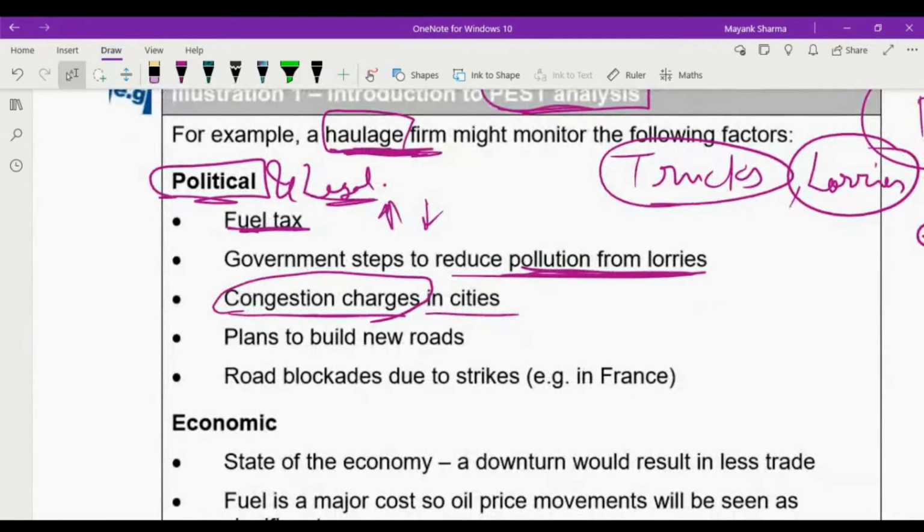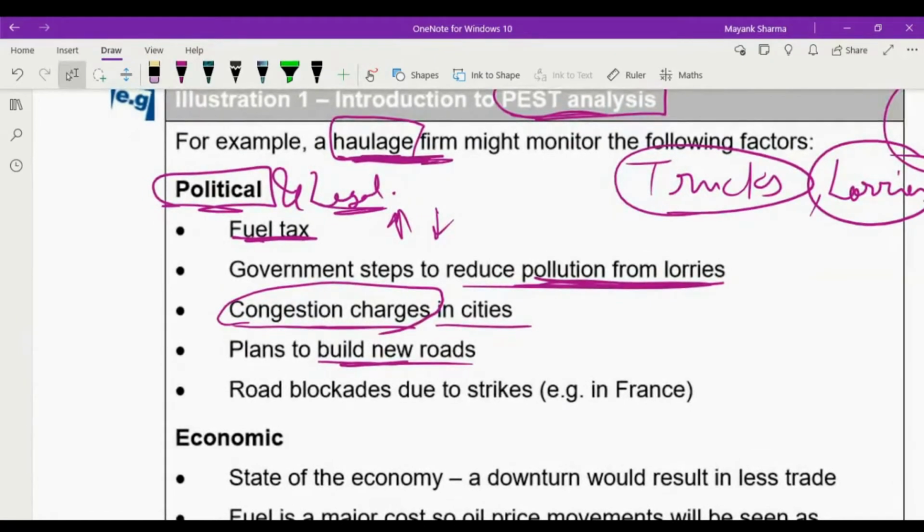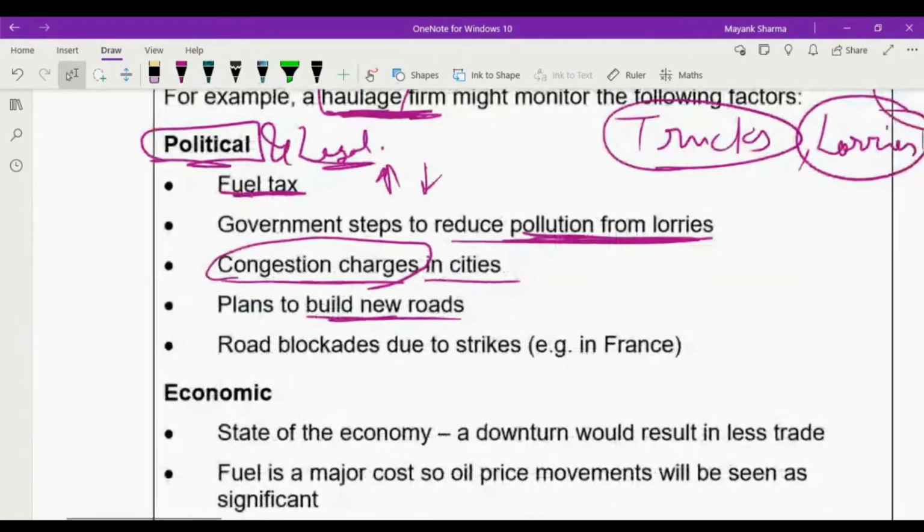Plans to build new roads. If government is planning to build new roads and special lanes for heavy vehicles, then that is good news for the business. So it's not necessary that everything will impact the business in a negative way. It can also be positive for the business. So this is an opportunity for the business here.